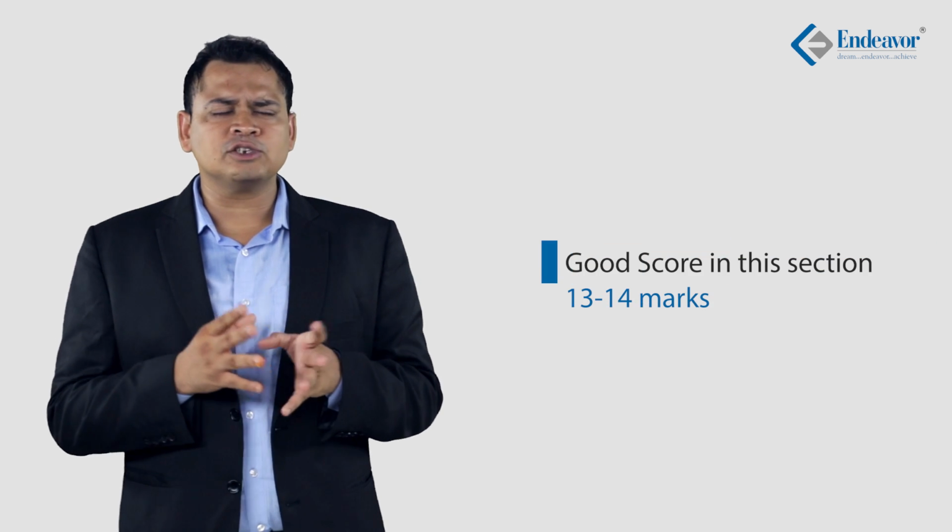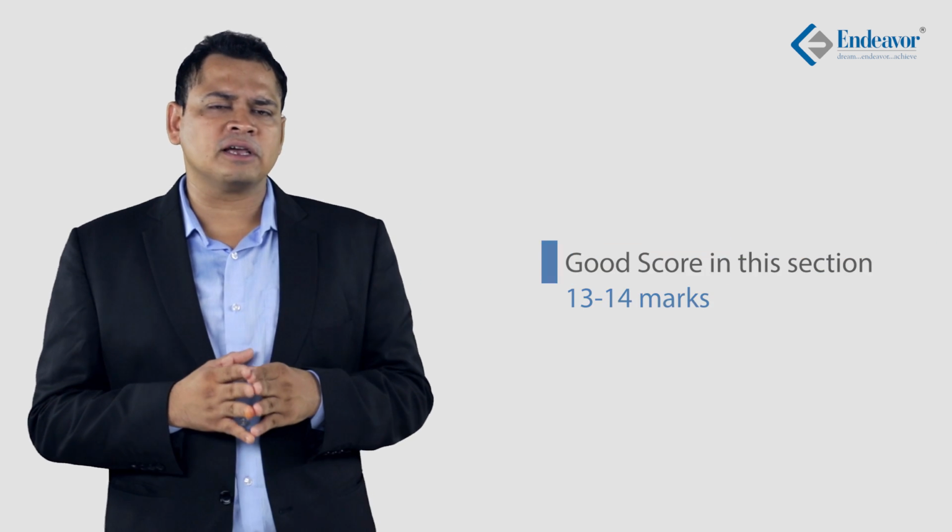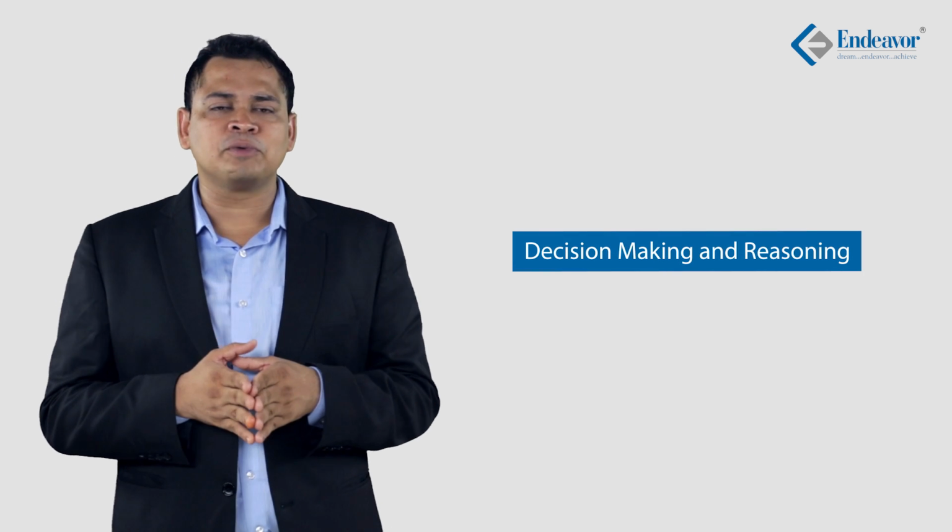As far as Quant, DI and DS, the 3 sections put together is concerned, last year was reasonably easy in comparison to the last 3 editions, and a good score can be something in the range of 13 to 14 marks in this particular section. The third section is decision making and reasoning put together.